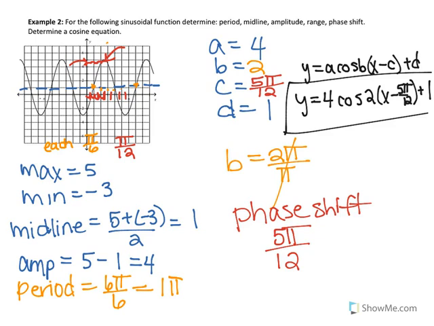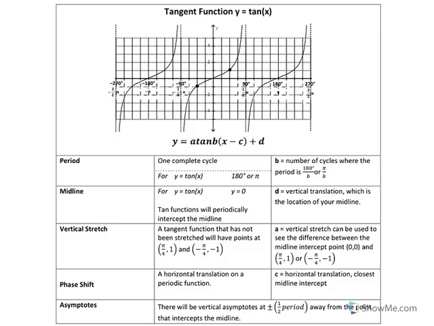So if you've taken Foundations 30, this is something you've already done. And if you want actually more videos on this, you can go to the unit in Foundations 30 on sine and cosine functions. What will be new for everybody, however, is tangent functions. So this is a tangent function.